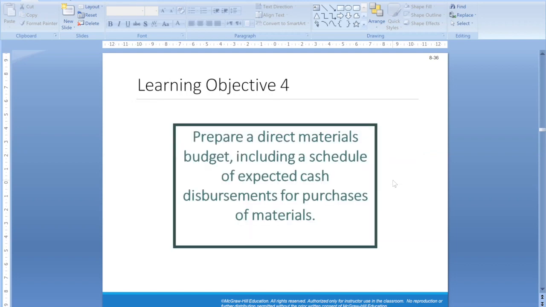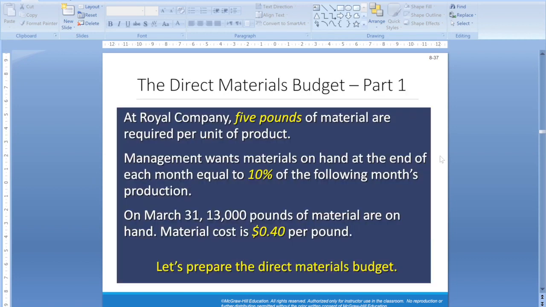So let's prepare the direct materials budget, including a schedule of expected cash disbursements for the purchases of material. I will consider the first one is more important than the second one. Raw materials or direct materials one. Let's read the example, and this follows the previous examples also.